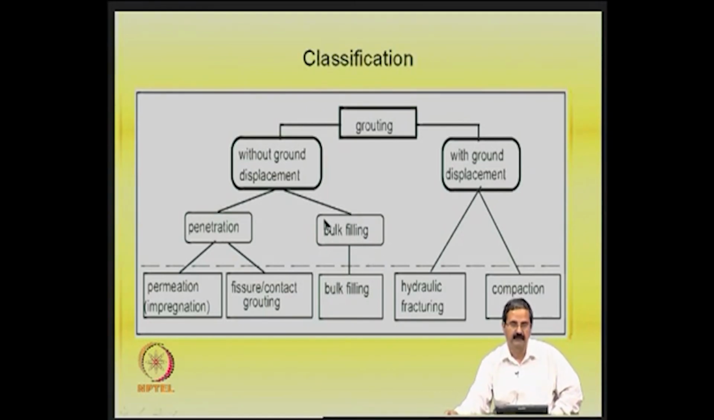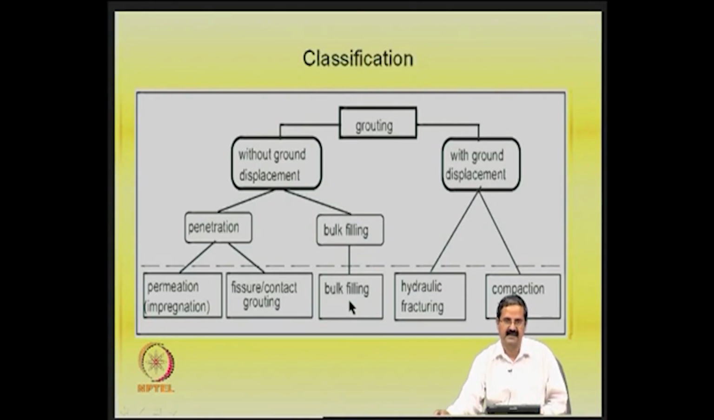Then even sometimes bulk filling, like if there is a big cavity in the underground, you can use the grout to fill up that particular space. Again in penetration, we have what is called permeation grouting and also fissure or contact grouting. Like say for example, without too much of ground disturbance, you would like to see that the gaps are closed, whether there are fissures or voids. Then bulk filling, as I just mentioned, is for example when you have underground cavities, this is the way that one can fill it up.